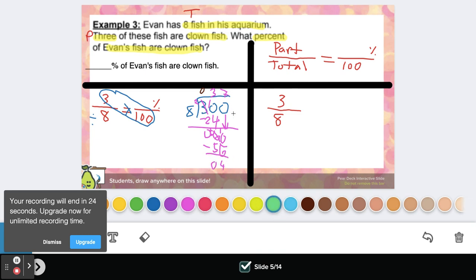Remember, I need to add in my decimal and a 0 to continue my division. So I need to add my 0 here. How many times can 8 go into 40? And do not forget to bring up your decimal. That's 5. 8 can go into 40 5 times. I subtract and I get 0, so that's my final 0. So my answer here is 37.5.